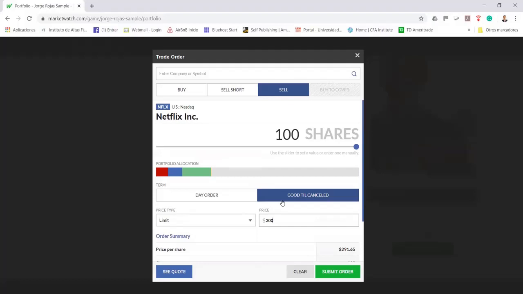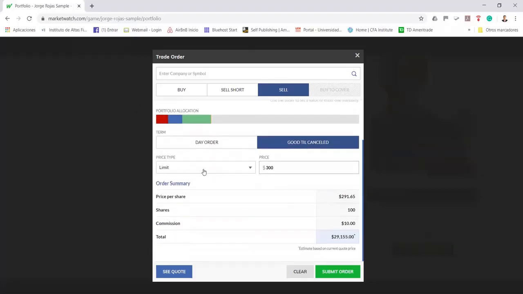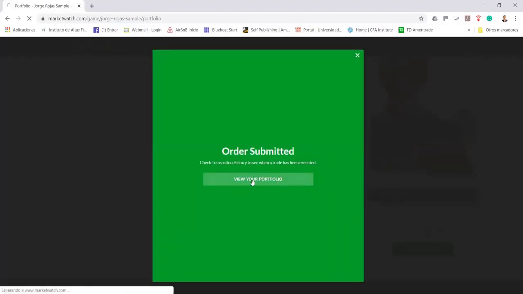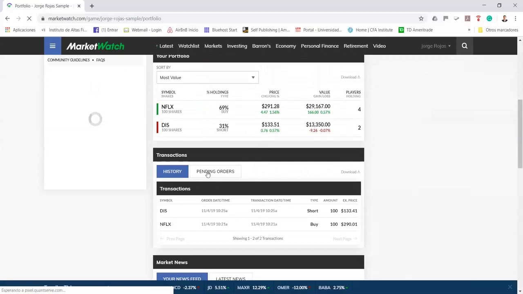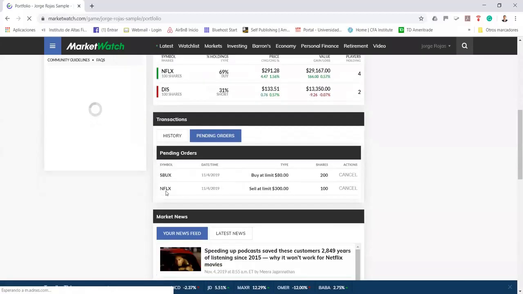So again, how do I understand this? I'm placing a sell order for 100 shares of Netflix, but at limit. That means that it's going to be executed only if the price goes to 300 or higher. So I'm going to go ahead and submit this order. I'm going to go and view my portfolio. And I'm going to go and check my pending orders. And right there, I have it now. Netflix is going to be sold at a price of 300, the whole 100 shares of them, if and only if the price gets to this level.